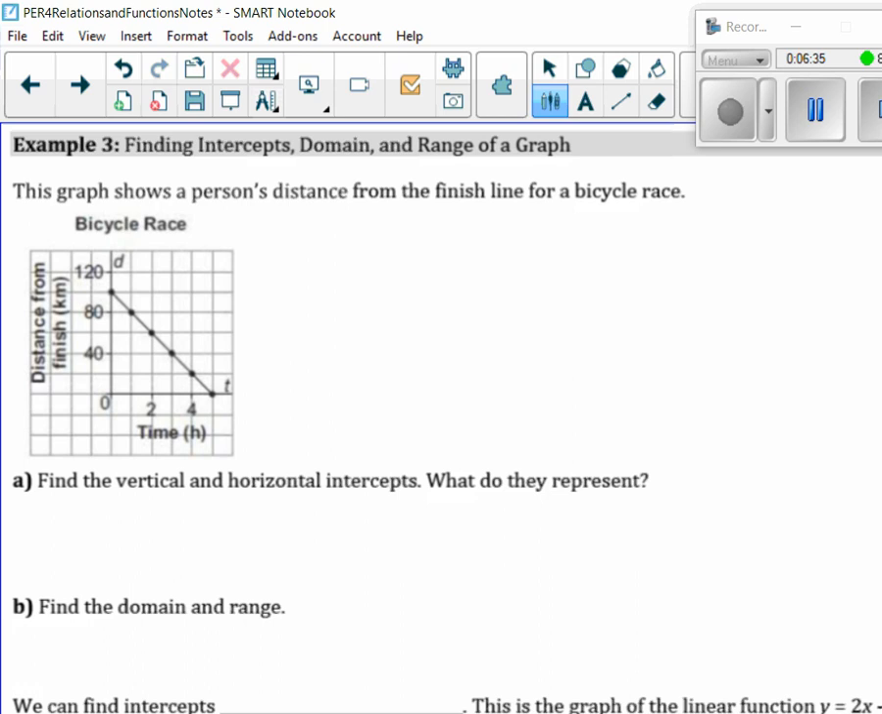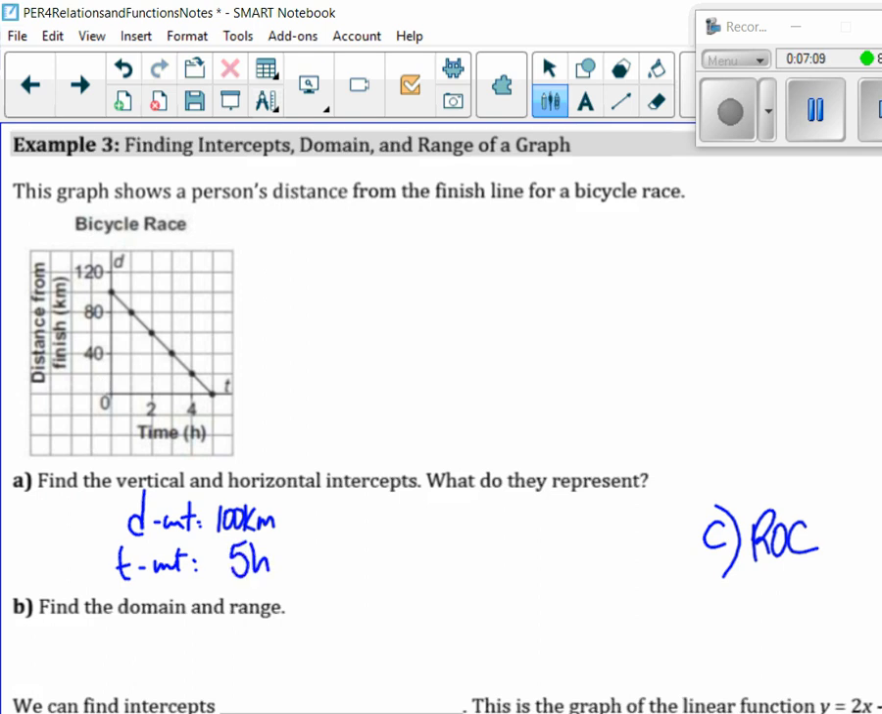Sorry, rate of change, if it's going down to the right, would be negative. Very good. I'm going to do that as a C again, just so we have practice. I'll give you a second to do A, B, and C. If it's asking for a vertical intercept, that's your y-intercept, or in this case your d-intercept. What would that be? 100 kilometers. And your t-intercept would be 5 hours.